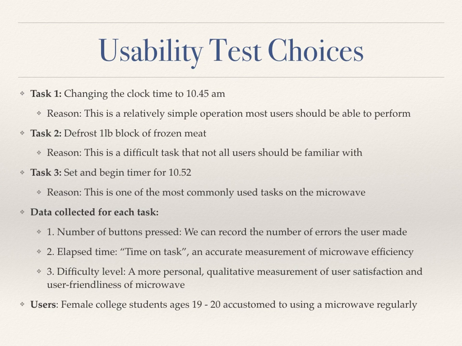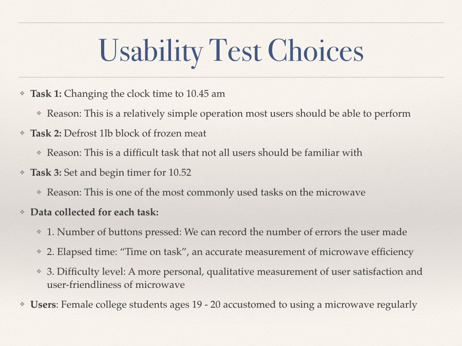We had 3 tasks that we decided to use for our microwave test. The first task was to change the clock time to 10:45 a.m., and we chose this because it was a relatively simple operation that most users would be able to perform. The second task was to defrost a 1-pound block of frozen meat. We thought this would be a difficult task that not all users were familiar with. And finally, the third task was to set and begin a timer for 10 minutes and 52 seconds. We decided to use this because it's one of the more commonly used tasks on the microwave.